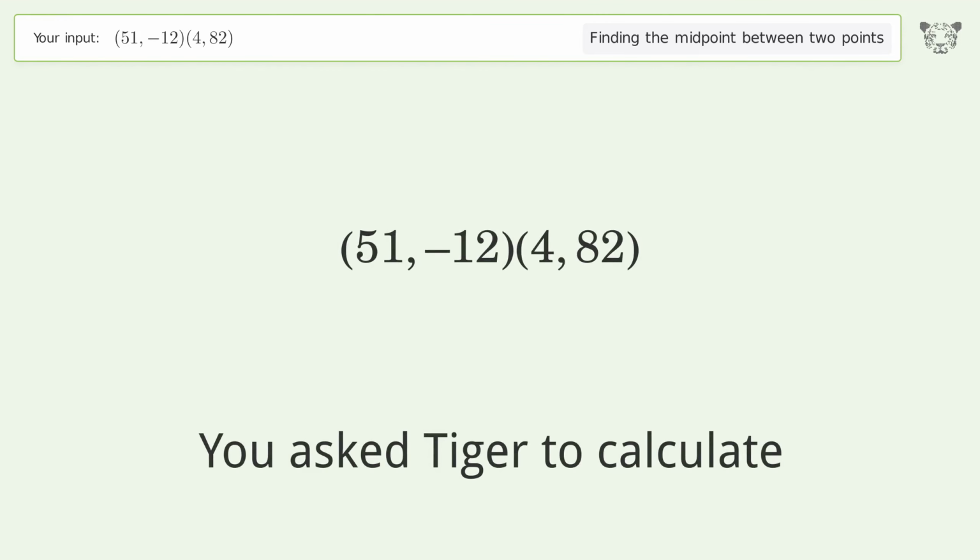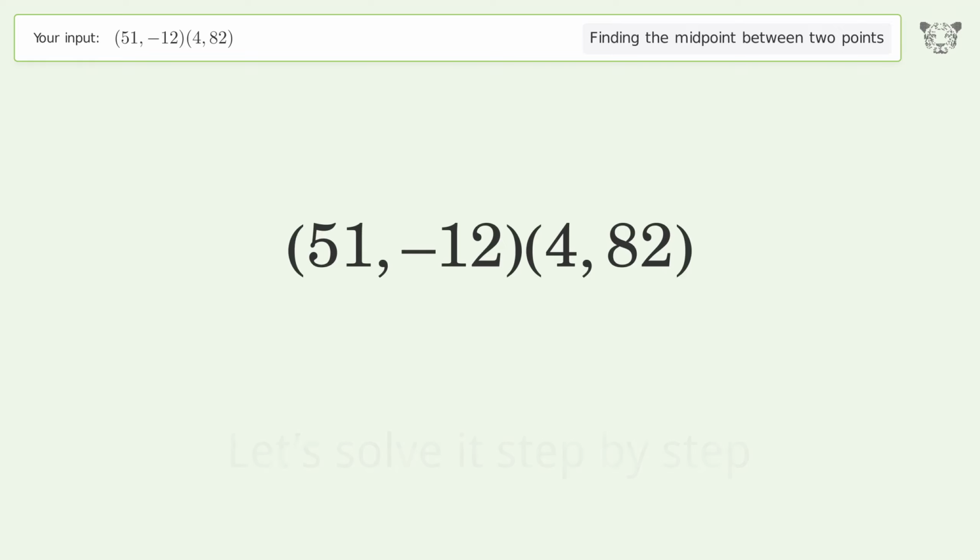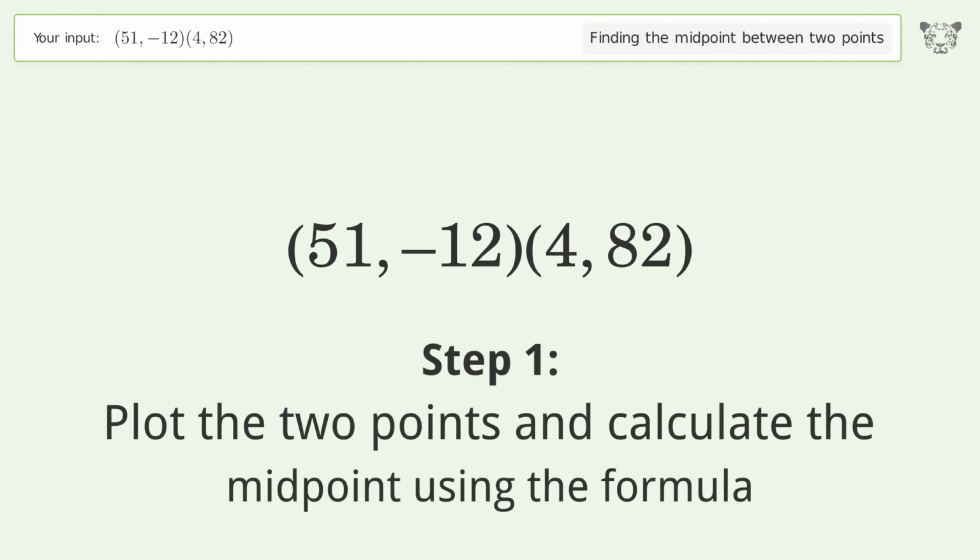You ask Tiger to calculate. This deals with finding the midpoint between 2 points. The midpoint between the 2 points is 27.535. Let's solve it step by step. Plot the 2 points and calculate the midpoint using the formula.